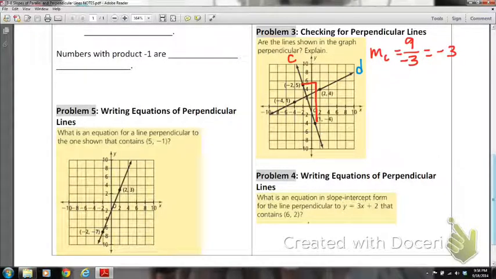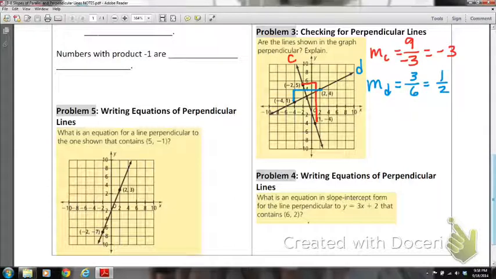For line D, the slope of line D is, once again, we have to go rise over run. So the rise over the run for line D, the rise, it's going up 3, and then it went right 6. So the slope of this line is 1/2.